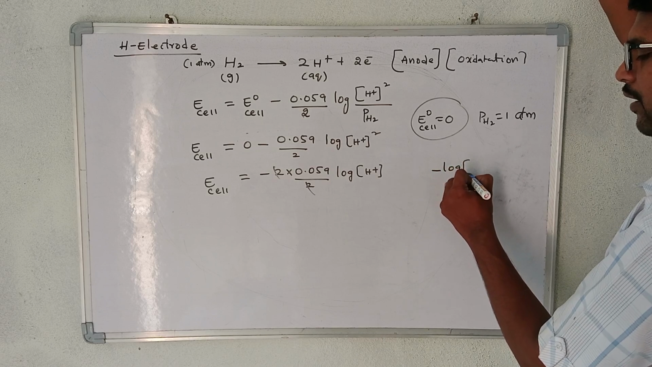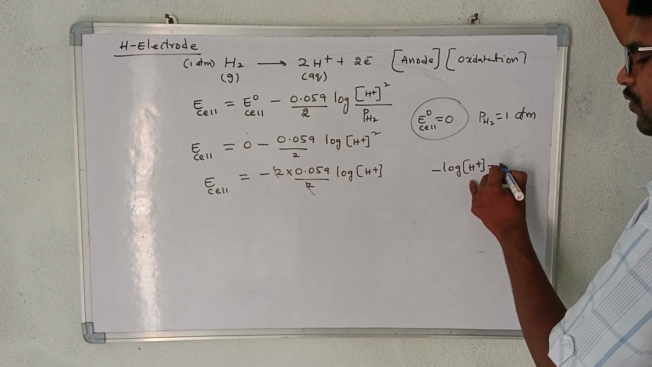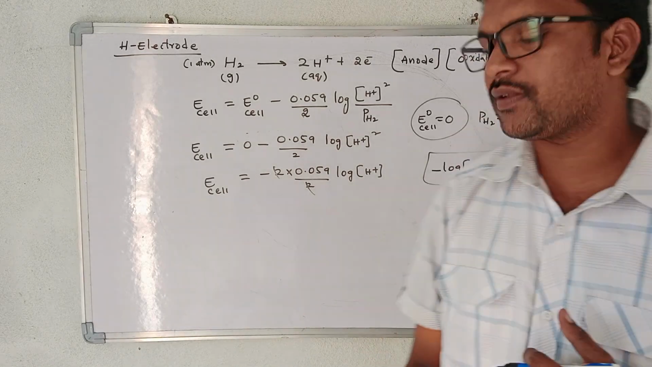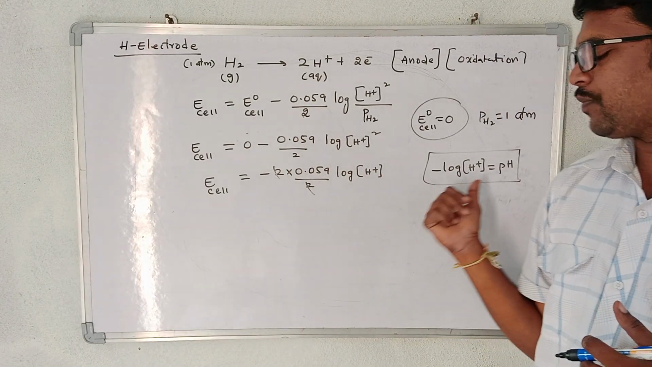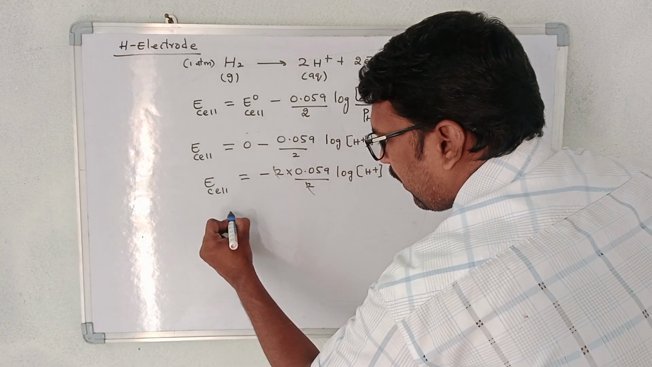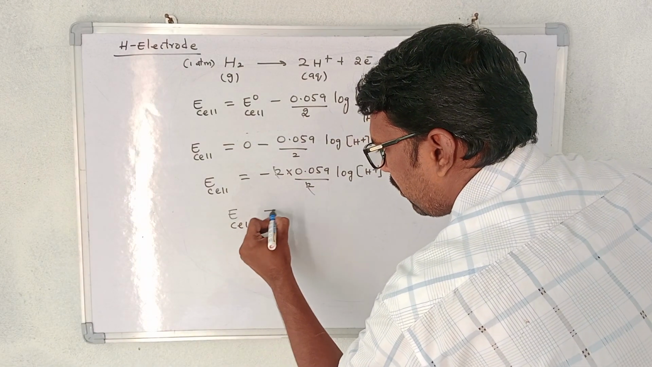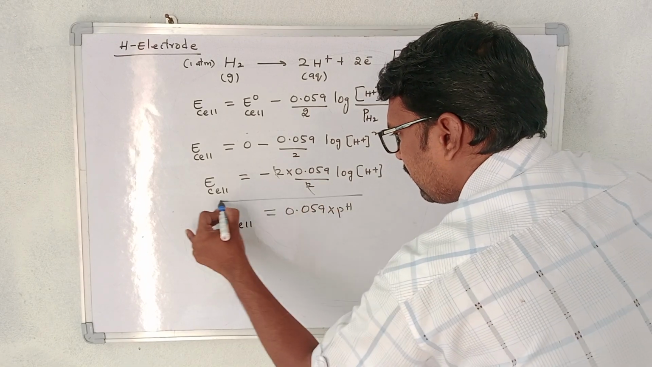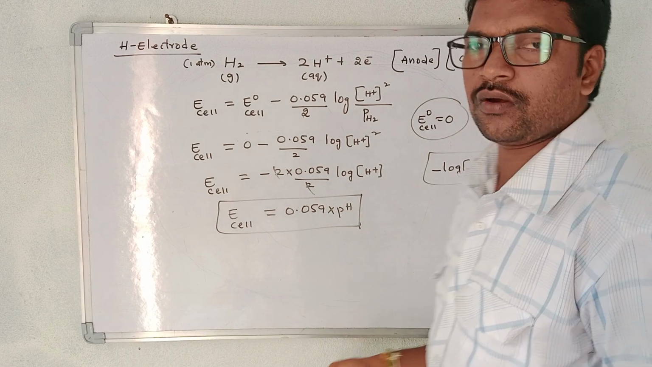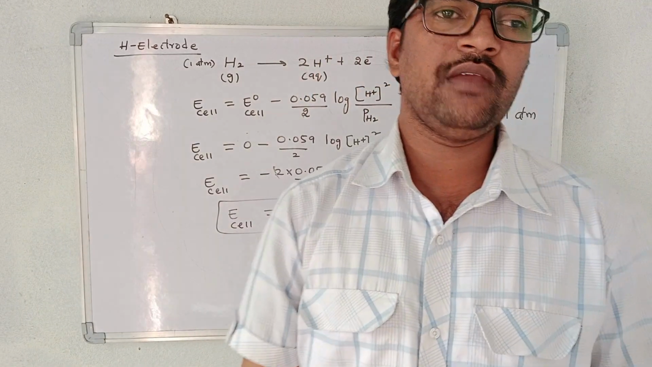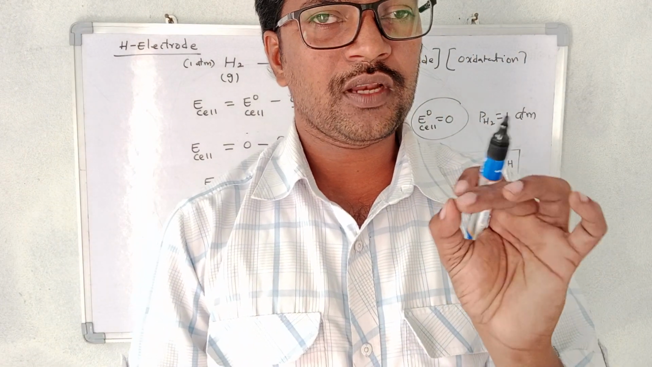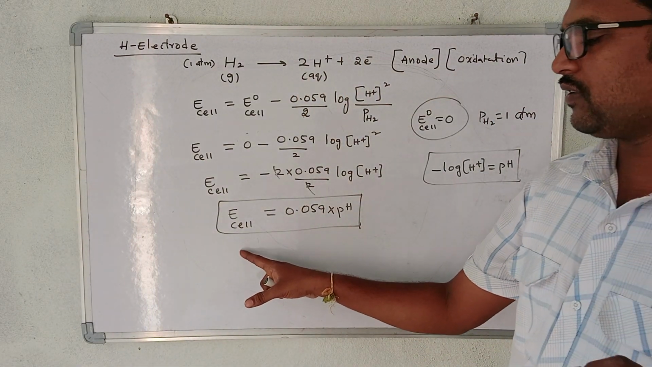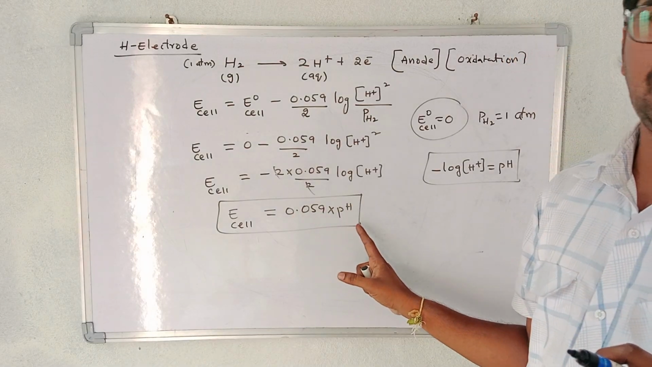Now we see here minus log of [H+]. In place of this we take pH. When you want to find pH, the formula is minus log of [H+]. So in place of minus log [H+] we take pH, and then it can be converted like this: E cell is equal to 0.059 into pH. This is the relation if you want to find the electrode potential for the hydrogen electrode at oxidation, that means the oxidation potential: E cell is equal to 0.059 into pH.